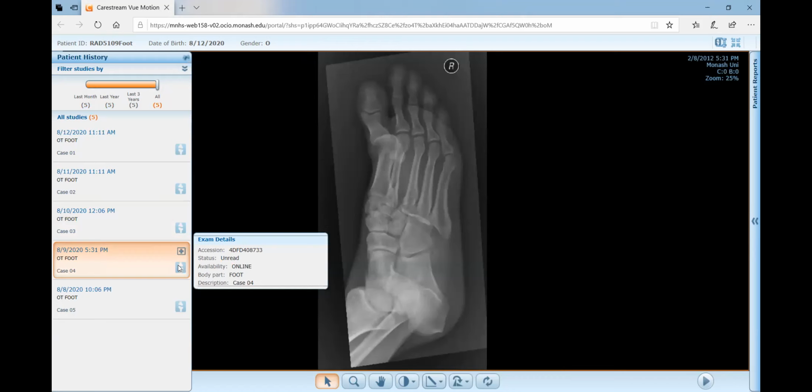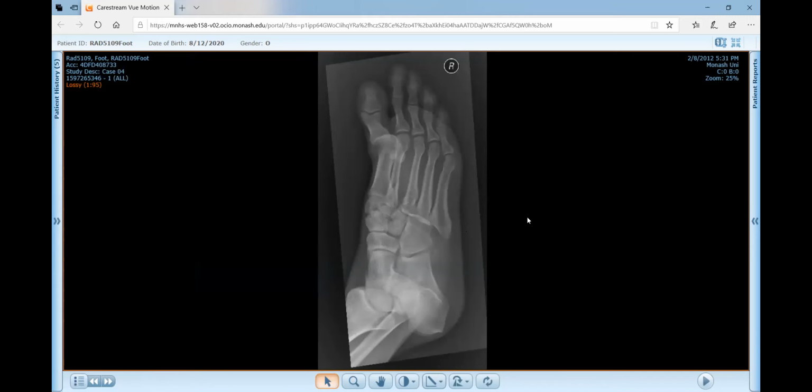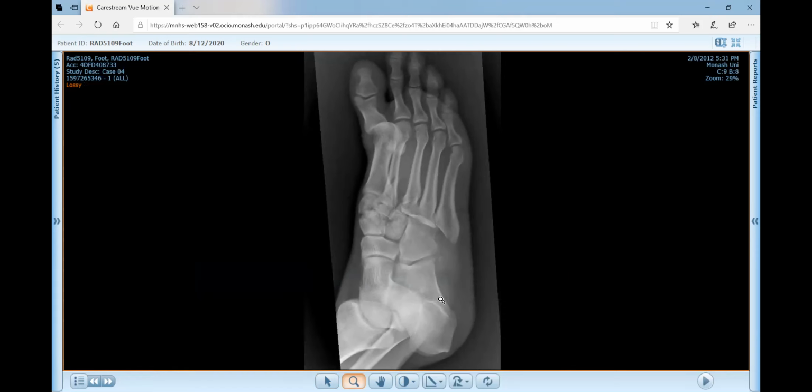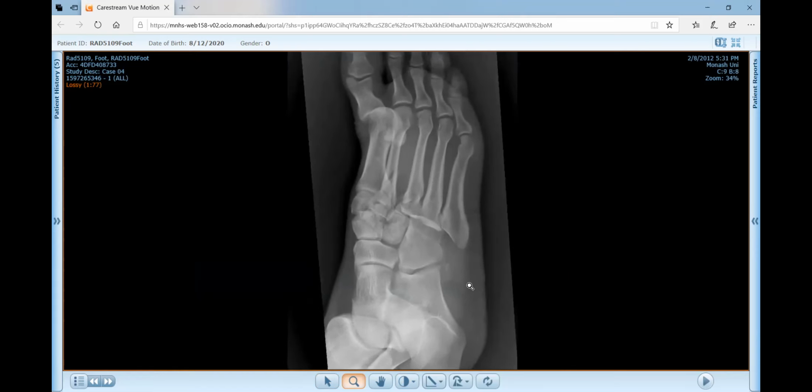Moving on to case 4. And case 4 is a patient who was in a car accident and unable to weight bear. There was only one single view that was available. So the very first thing, let me just make this a little bit lighter. So the first thing that catches one's eye is that there is some misalignment of the joints.